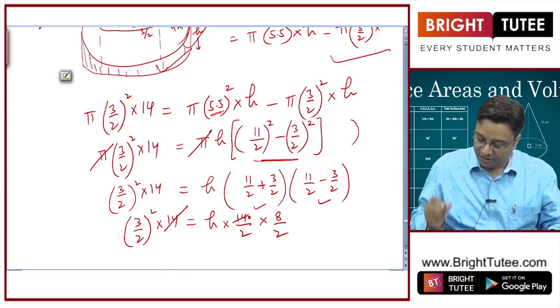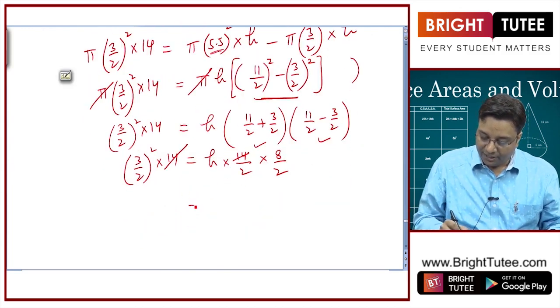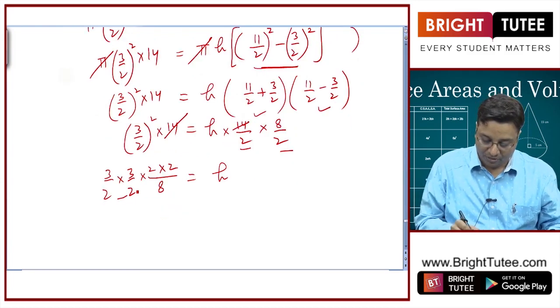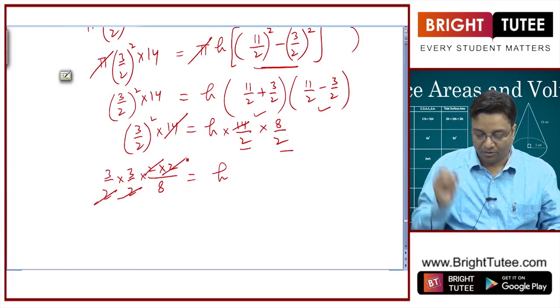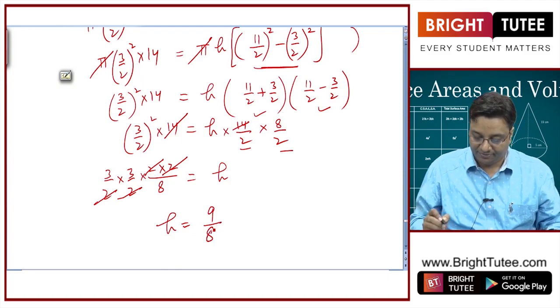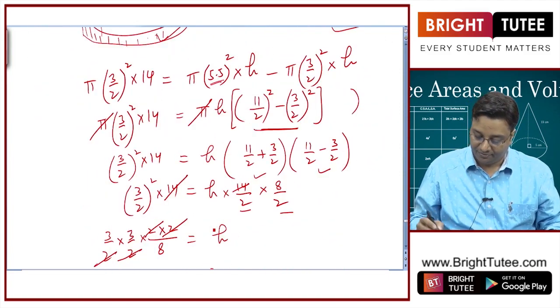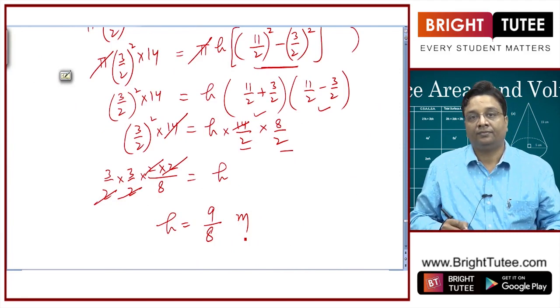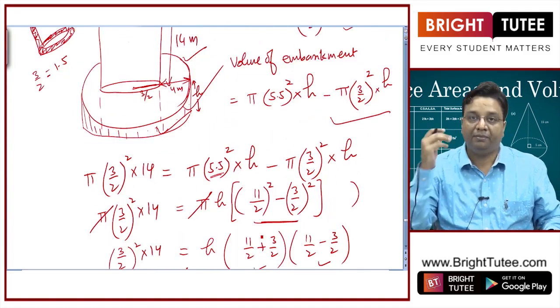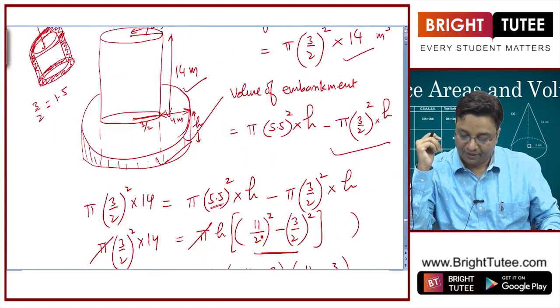So 14 can also be cancelled. Okay, so it is h, and this can be written as 3 by 2 into 3 by 2. This 2 into 2 can be taken here, and this 8 here. So 2 into 2 is also cancelled. So h is equal to 9 by 8 meter. Okay, so this is your answer for the height of the embankment, right?